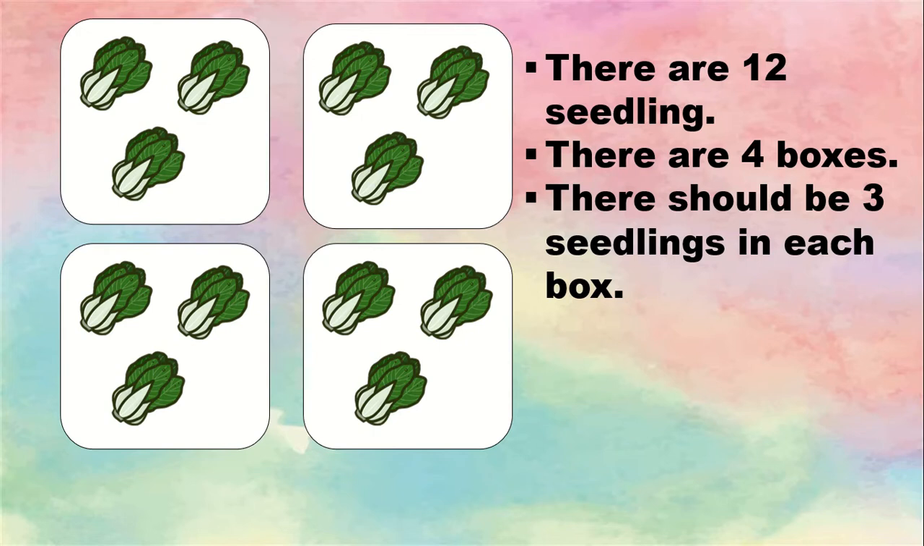So here we have 12 seedlings. If we count this one, 1, 2, 3, 4, 5, 6, 7, 8, 9, 10, 11, 12. So there are 12 pechay seedlings. And there are 4 shoe boxes. So 1, 2, 3, 4. And in each box, there should be 3 seedlings. Okay. So there are 3 pechay in each box. So how does it happen? Let's see.